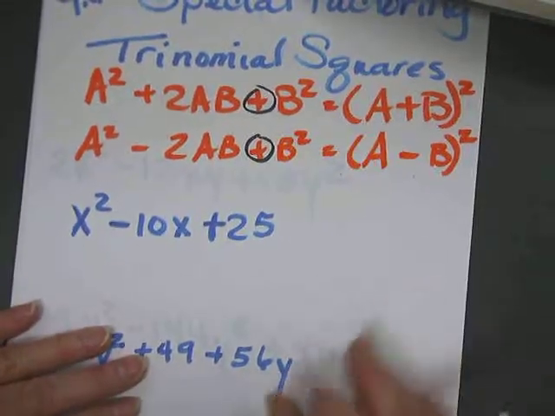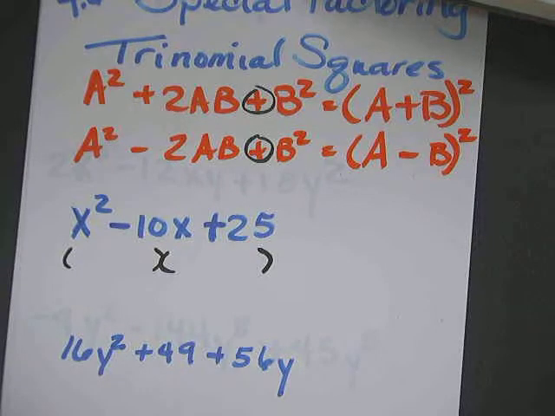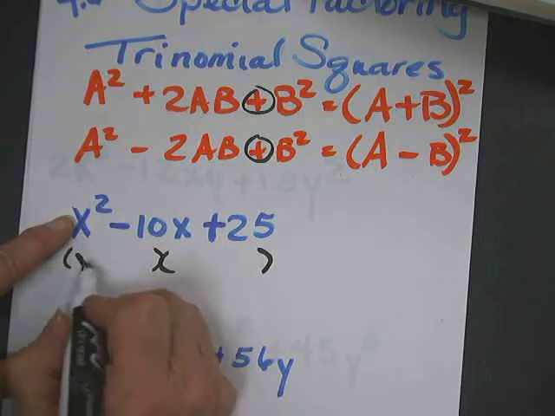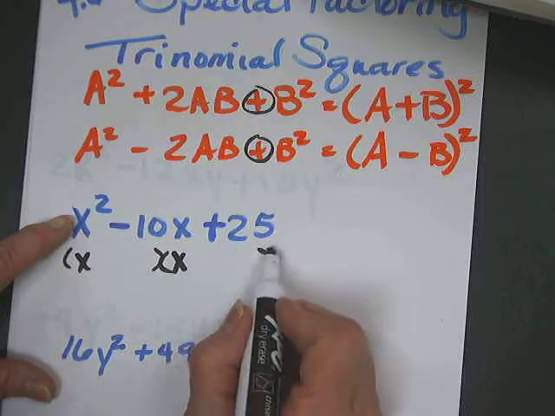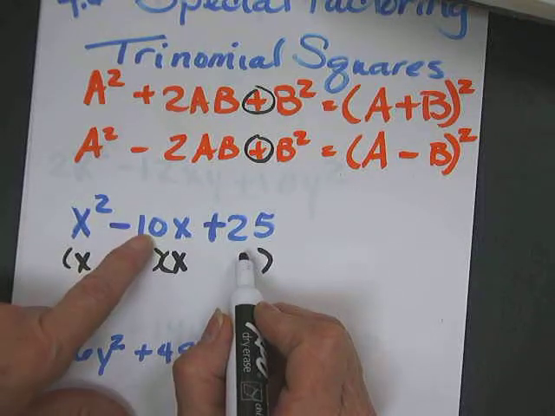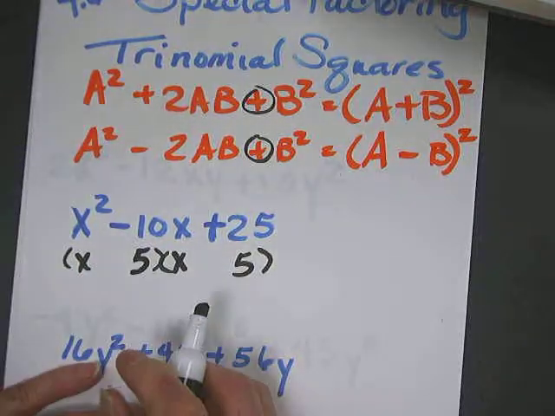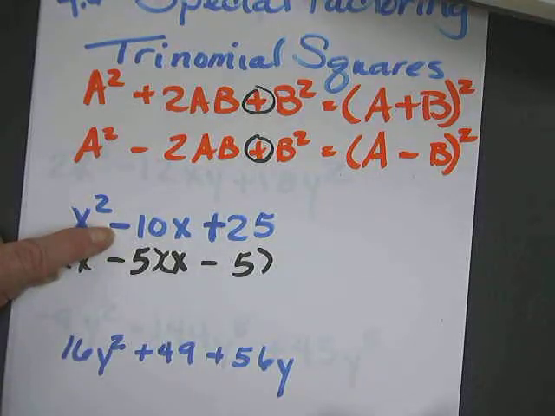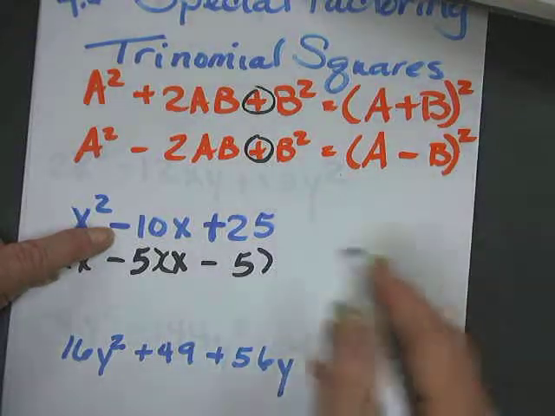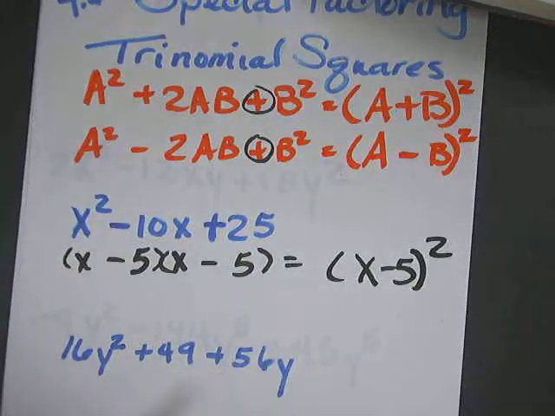Like, if we were to factor this just normal without realizing it's a square, we would put x and x. This is actually a square. It's 5 times 5, right? Does 5 double to give you 10? Yes. Okay, 5 and 5. How are we going to get a negative 10? Negative, negative. See, they're both the same. This ends up being x minus 5 squared.